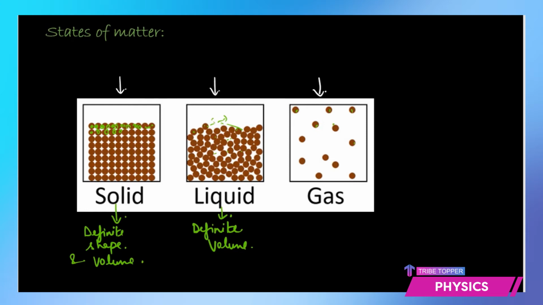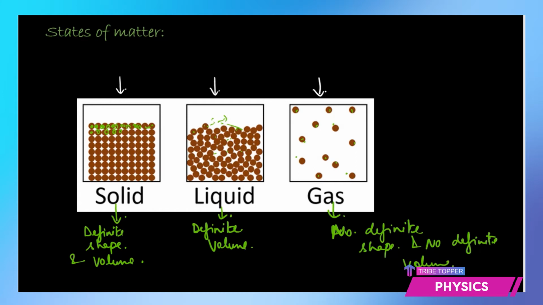And in gases, you see how far the particles are. So they are farther apart, like very far from each other. So they can flow, and if you fill up a gas, it can fill the entire container. So it doesn't have a definite shape nor a definite volume. So no definite shape and no definite volume for gases. This is something you have already learned in your junior classes.